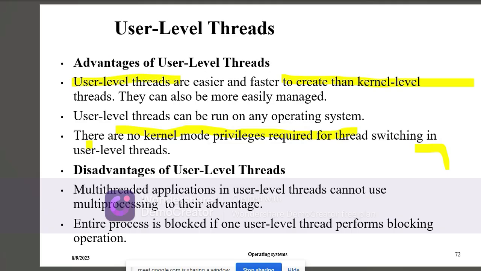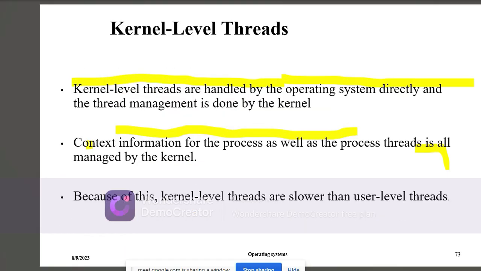What are the advantages of user level threads? First, user level threads are easier and faster to create than kernel level threads, and they can be managed more easily. User level threads can run on any operating system, and no kernel mode or privilege is required for thread switching because switching can be done in user mode only. What are the disadvantages? A multi-threaded application with user level threads cannot use multiprocessing to its advantage, and the entire process is blocked if one user level thread performs a blocking operation. So these are the advantages and disadvantages of user level threads.